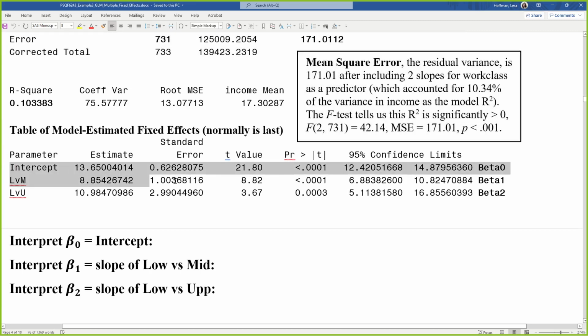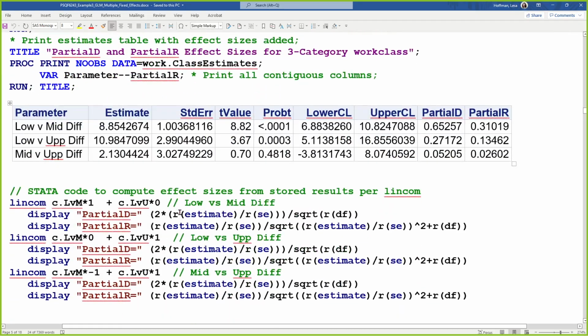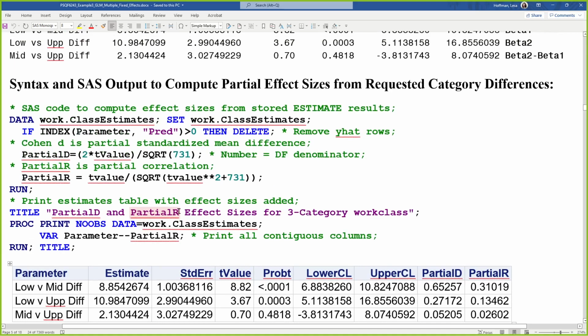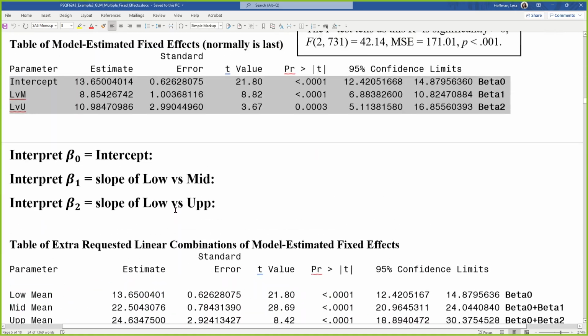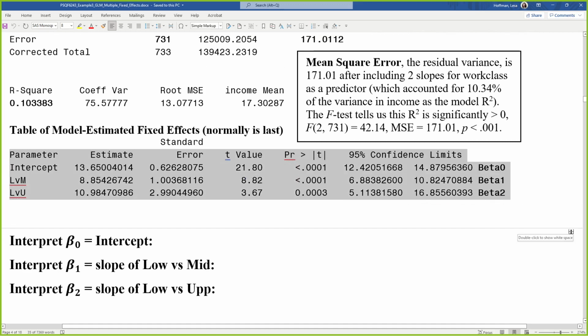What I want to get to is this table of parameter estimates. This is SAS Output. I don't have the output from the other programs in here because it looks almost exactly the same. So the default table that you get that tells you what the best answer is from your data for each of the fixed effects is right here. That's what I want to focus on for right now.